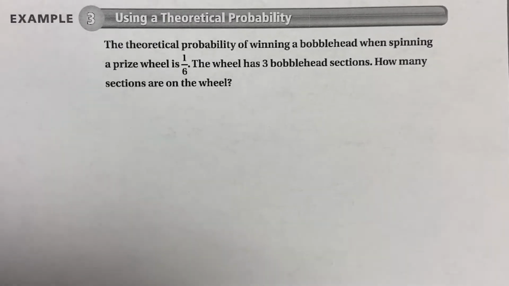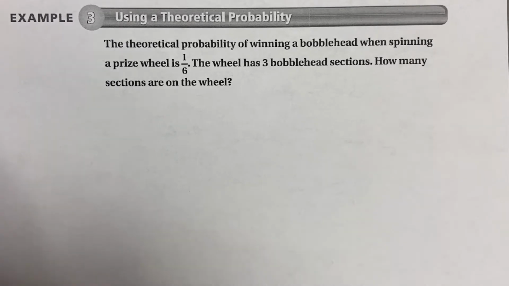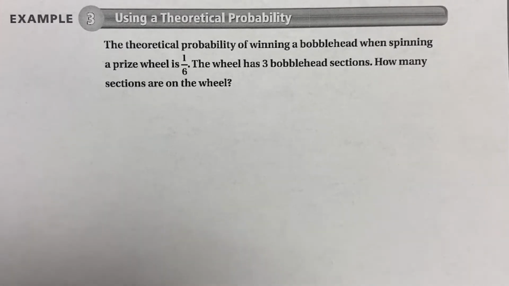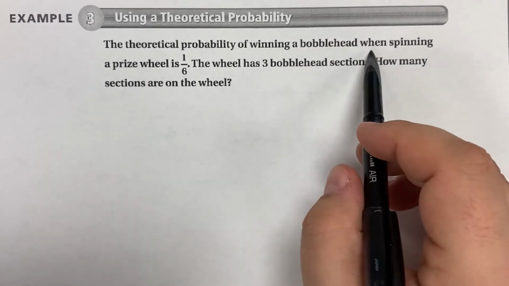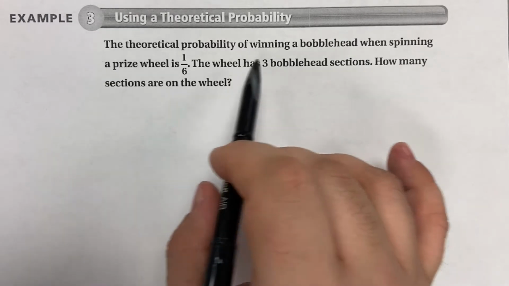We're talking about 8.4.3 today. We're going to be using theoretical probability. So we're taking the idea of what we think will happen to be able to guess how much something is going to be. The theoretical probability of winning a bobblehead when spinning a prize is 1/6.